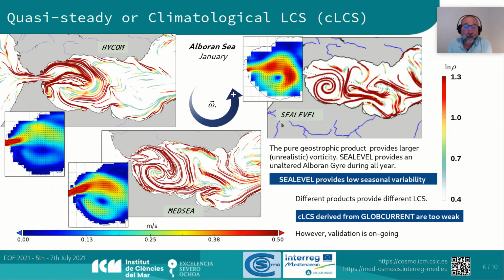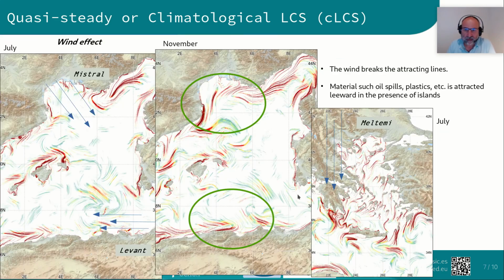Very fast, here we have the different behavior of the products. First of all, the globe current provides very weak Lagrangian coherent structures. Sea level provides a low seasonal variability. Then we won't show any result with either of them in this presentation.